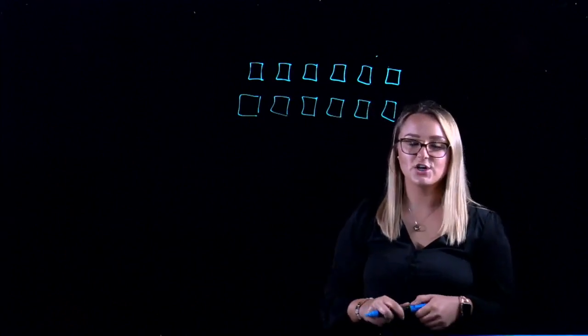Then we need to regroup. We have 10 ones that can turn into a 10. That gives us 1 10 and 2 ones left over. So we can now put this into a place value chart.